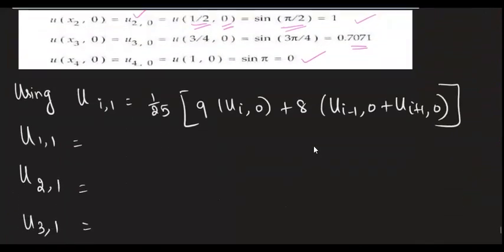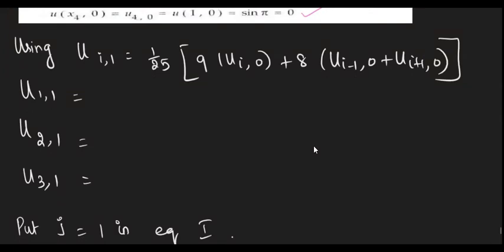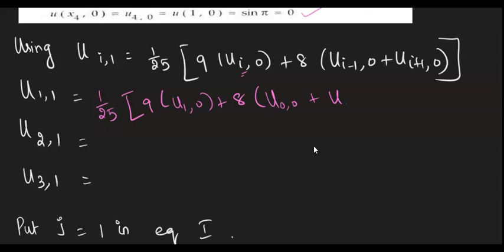So the same formula we have written. Now we have to calculate u of 1 comma 1. What is u of 1 comma 1? 1 by 25, 9 into, in the place of I, I am just going to substitute 1, u of 1 comma 0, plus 8 into, here I minus 1. I is 1 in this case, right? 1 minus 1, so u of 0 comma 0, plus u into I plus 1. So 1 plus 1, which is nothing but u of 2 comma 0.